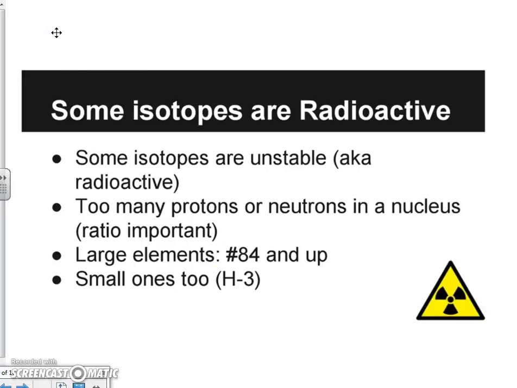Alright, so this is nuclear chemistry, so we're going to talk about radioactivity. Some isotopes are unstable, meaning you have either too many protons or too many neutrons. There's not this perfect ratio. All elements number 84 and up have radioactive properties, and then there are some small ones too, like the last slide had carbon 14. Carbon 14 is radioactive. Here, that hydrogen 3, tritium, is also radioactive.